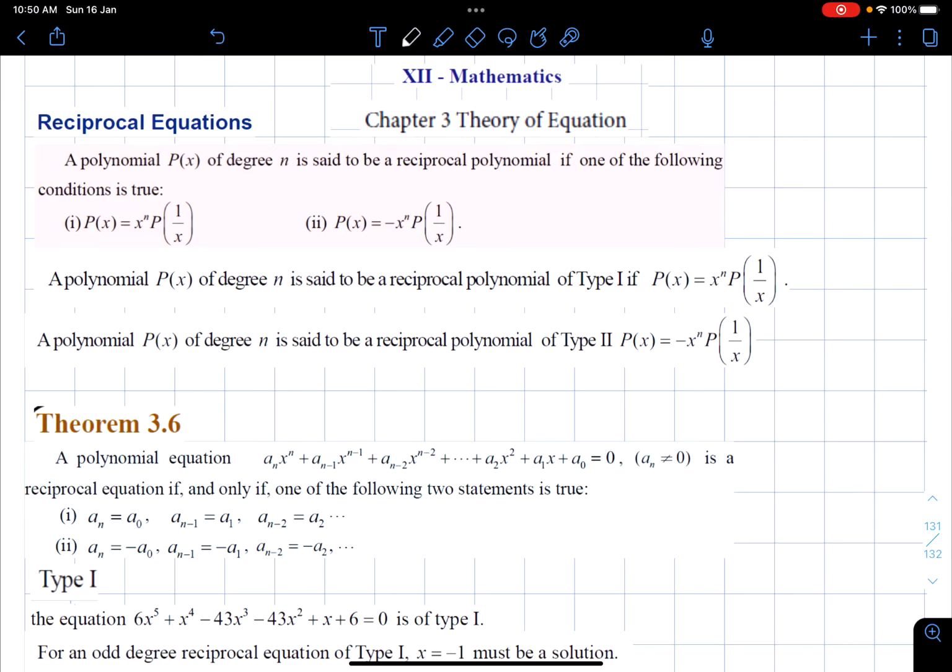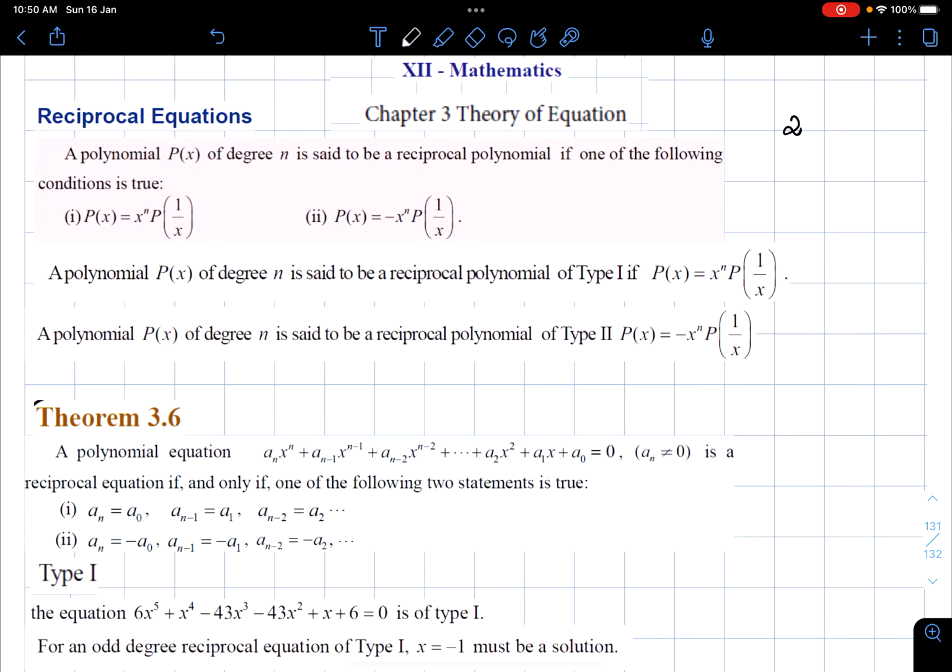Okay, what do you mean by reciprocal? If you take a number 2, what is the reciprocal of this? 1 by 2. Almost it is opposite or it is inverse, you can take it any way, but it should be the reciprocal of it. Okay, and a polynomial p of x of degree n is said to be a reciprocal polynomial if one of the following conditions is true.